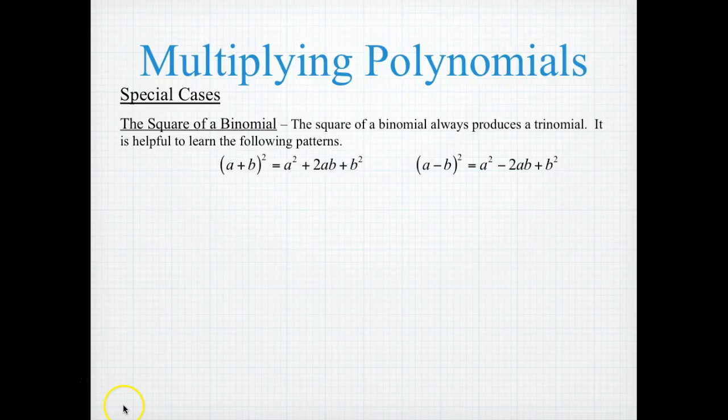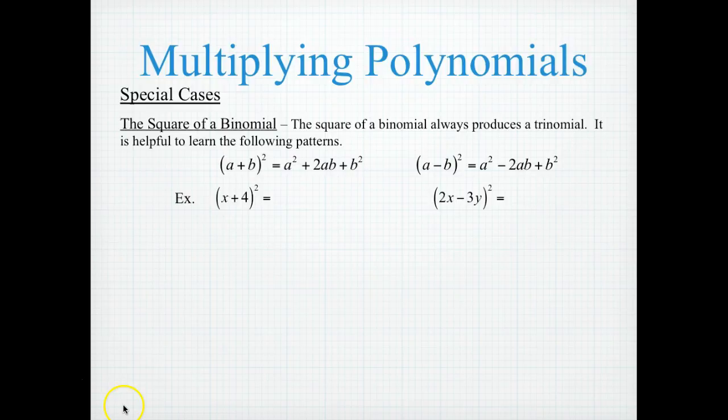When it's a minus b raised to the second power, the only difference occurs in the linear term. That middle term will be negative instead of positive. The first term is still positive, and the last term is still positive, but that middle term, the negative 2ab, will be negative rather than positive. So we square the first term, double the product of the two terms, square the last term.